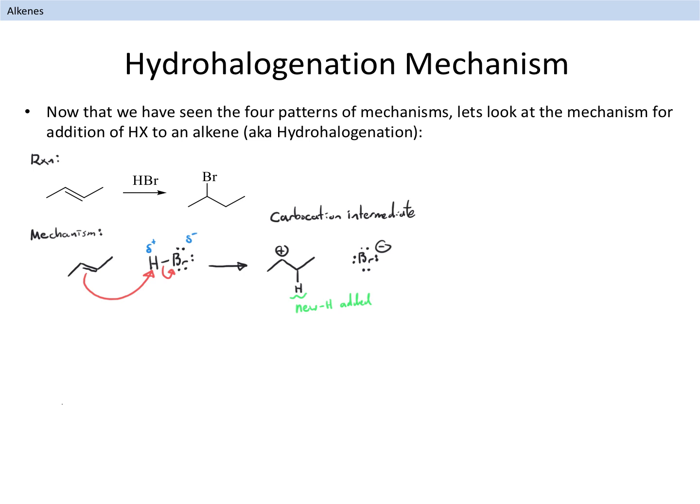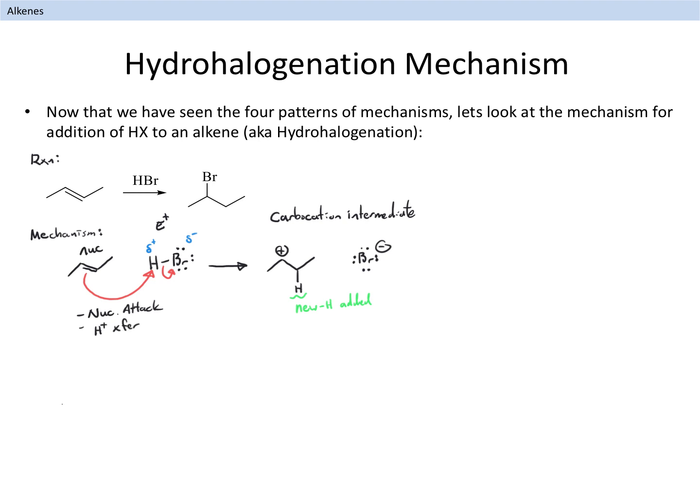This step can be described as a nucleophilic attack by the pi bond, which is acting as the nucleophile. The electrophile is the hydrogen atom in hydrogen bromide. It could also be described as a proton transfer reaction, because we are transferring a proton from HBr to the alkene.